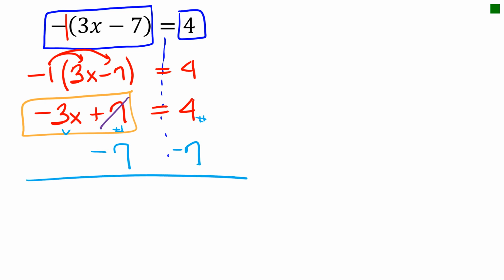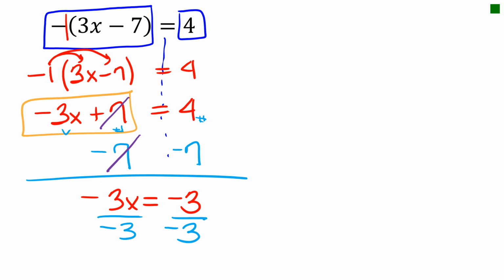Do your check. Positive 7, negative 7 cancel. So you have negative 3x equals 4 minus 7, which is negative 3. We're down to multiplication, so we're going to divide both sides by the coefficient. That's negative 3. Do your check. 3's cancel, negatives cancel. You have x left. Negative 3 divided by negative 3 is 1.